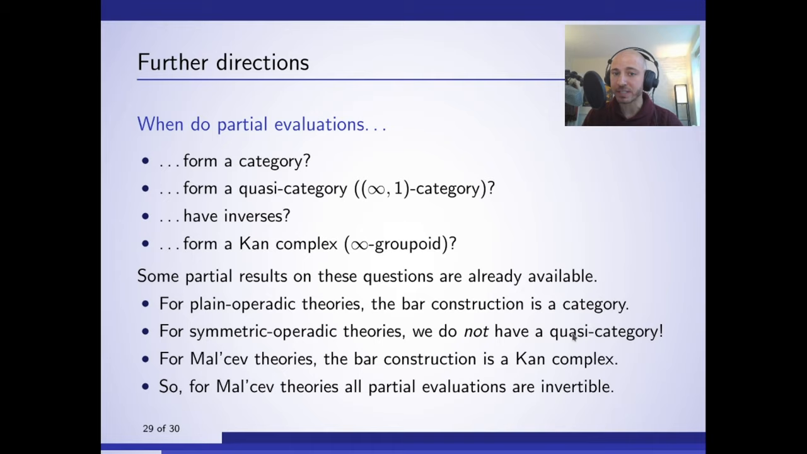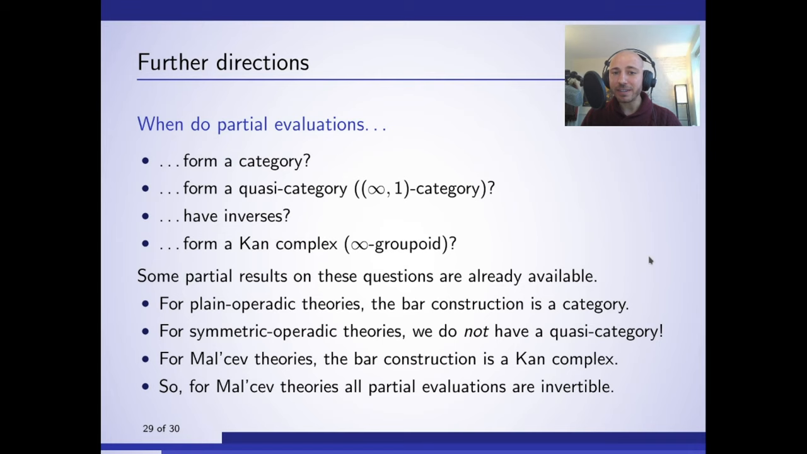For Mal'cev theories, the bar construction is a Kan complex, so in particular we have inverses, and that makes sense because Mal'cev theories have these differences in some sense. So there we have even an infinity groupoid, which, if you want, is a consistency check, because that basically means that you can treat the bar construction as a topological space. It's an infinity groupoid, which tells you that group cohomology, for example, indeed can be studied using cohomology as if it were a space. Well, it is a space in some sense. So it makes sense that this thing is a Kan complex. But of course, these are all partial answers. We may come up with more as we go along. All right. That's all I wanted to say.